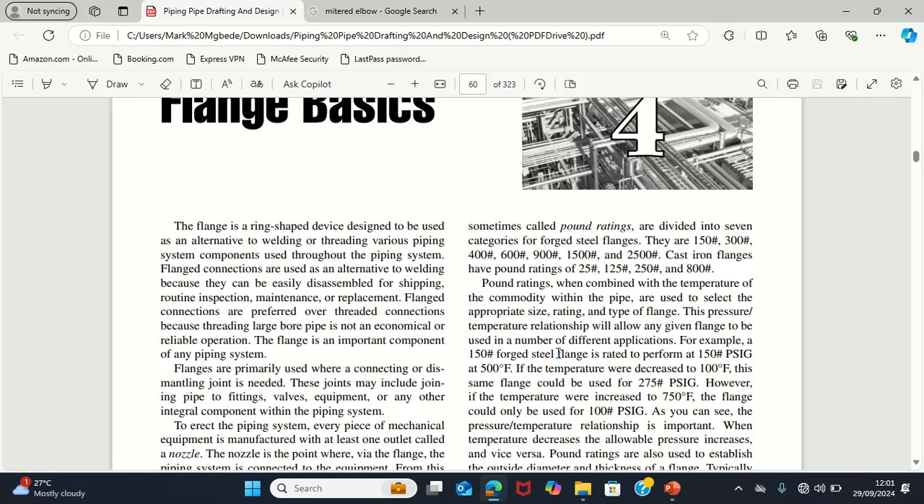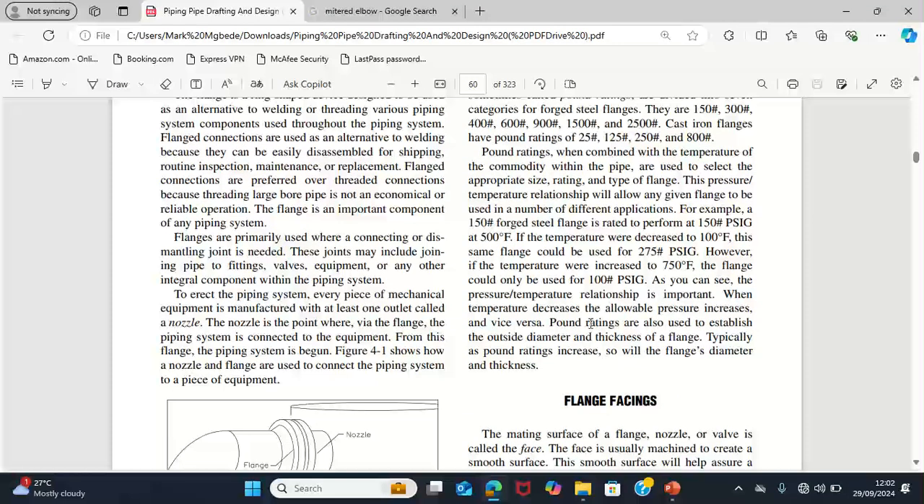So if a line is operating at a certain temperature and pressure, there is a particular pound rating of flange that can serve that purpose. And note, the process engineer is the one responsible for telling you what pound rating a line should run under. If the process guys say 900 or 600 or 150 or 1500, that's what you should follow when designing your process plant.